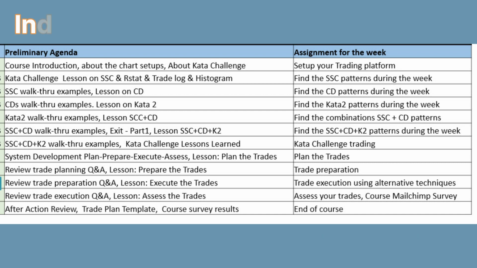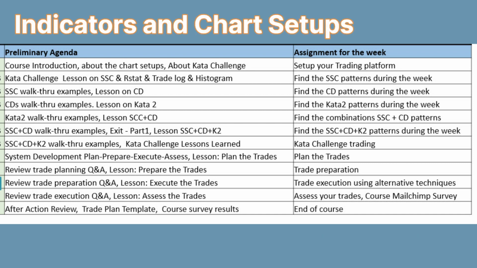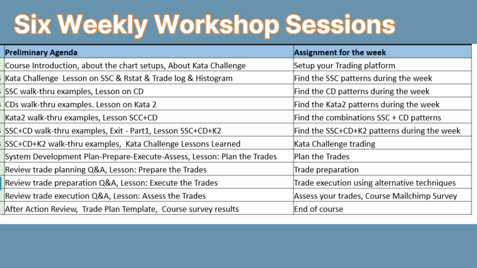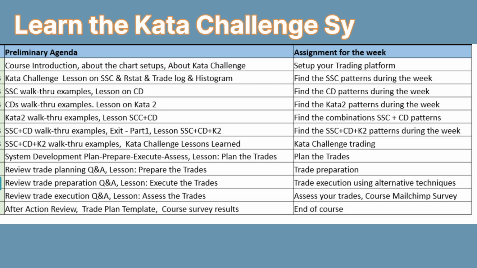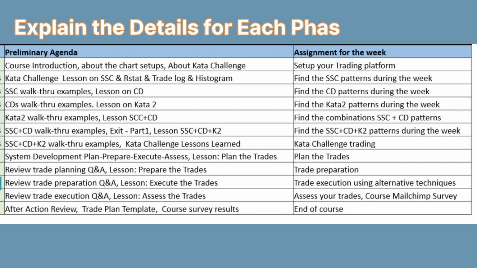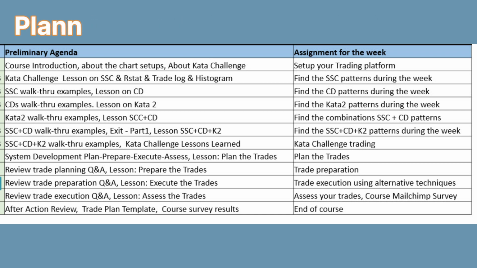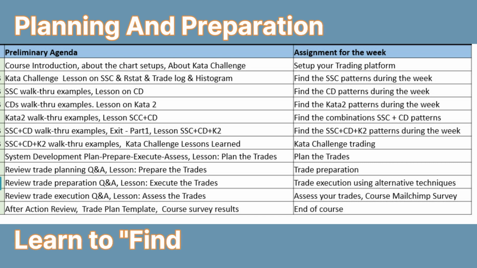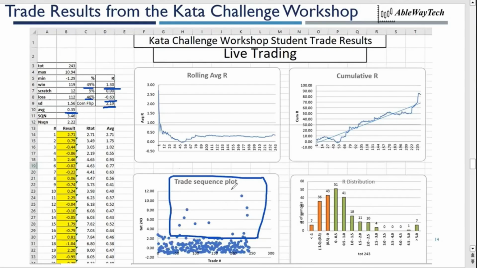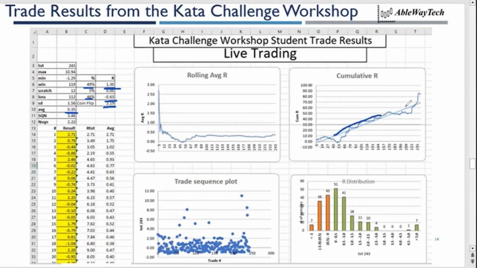We start with learning all the unique indicators and chart setups that we use in the OWL group. This specific set of indicators and chart setups are unique to Ken Long and his OWL group, so that alone is an edge. Then we dive into 6 weekly workshop sessions where we learn the Kata Challenge system and practice on real markets. Next, we explain the details and finer points for each phase of trading, from planning and preparation, where we learn to find the movers, to the execution and assessment phase, where we show you how to use data analysis and statistics to continuously improve.